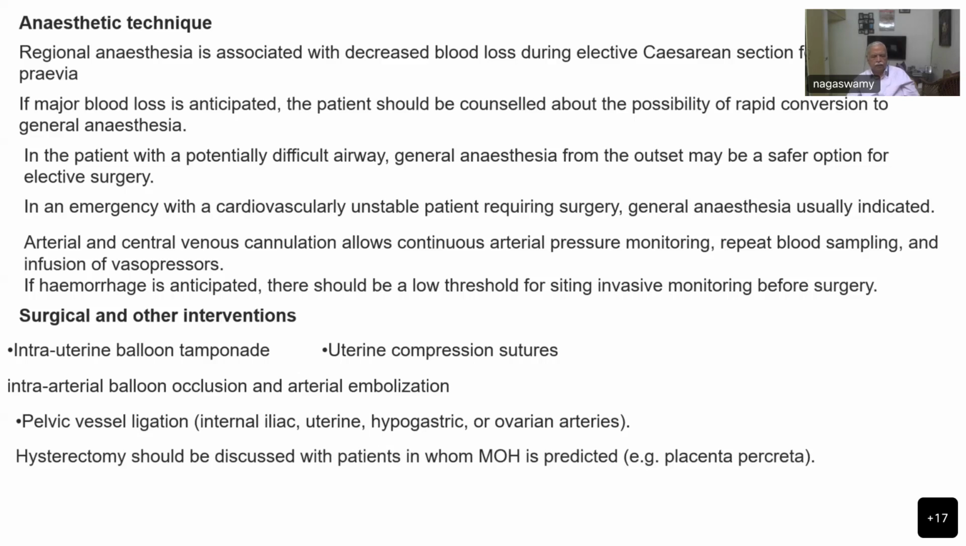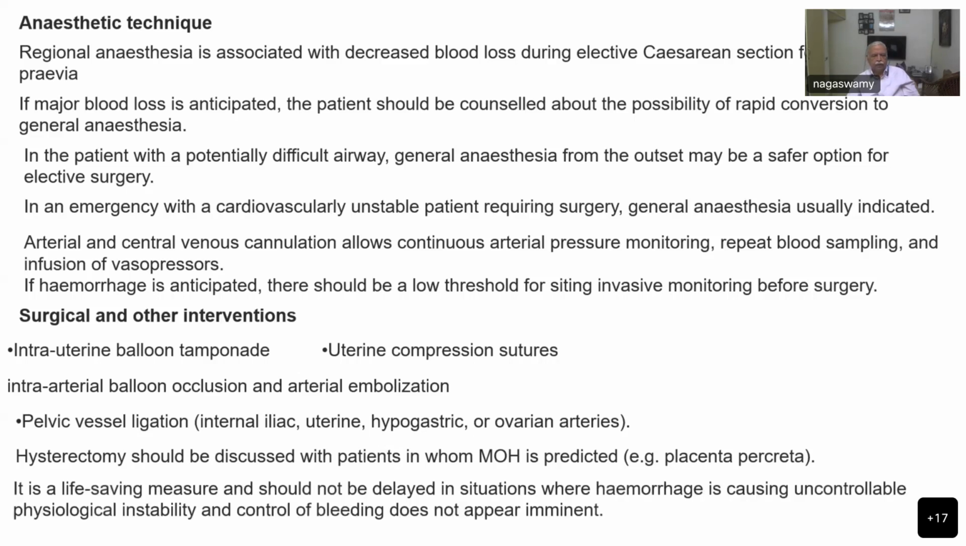And as Nikhil said, finally hysterectomy is the ultimate thing. But this becomes a very major issue, especially if the mother is a primi and that is the first child, and if the child is stillborn and you do a hysterectomy, this will lead to a lot of litigation problems. So this is the ultimate step that if you want to save the mother, sometimes this may be the only solution. So it's a life-saving measure, and should not be delayed in a situation where hemorrhage is causing uncontrollable physiological instability.